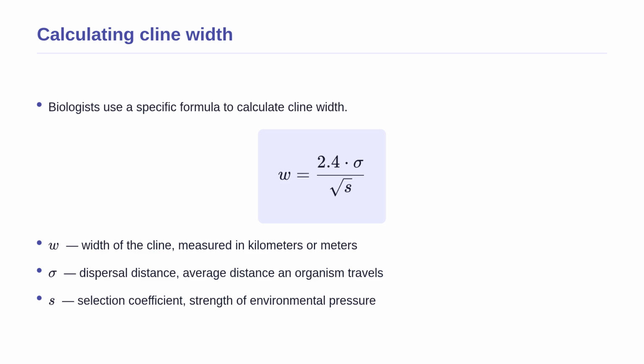If dispersal distance increases, the cline width increases because animals mix genes widely. Conversely, if selection pressure increases, the cline becomes narrower and steeper.